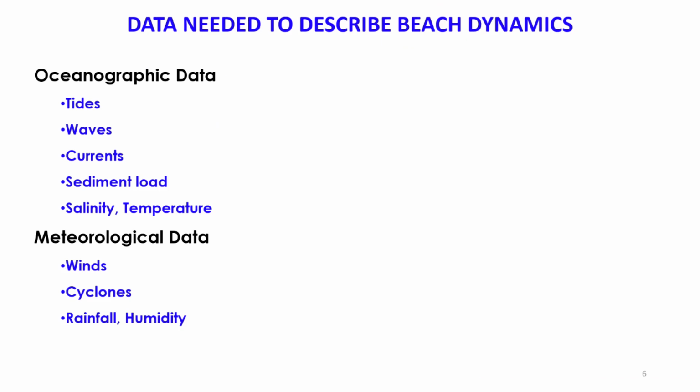When you look at the data needed for the beach dynamics, we need the oceanographic data: tides, waves, current, sediment load, salinity. From the meteorological point of view, we also need some information on the wind characteristics, cyclones, etc. Or in general, I would say coastal hazards like cyclones, tsunamis, etc.